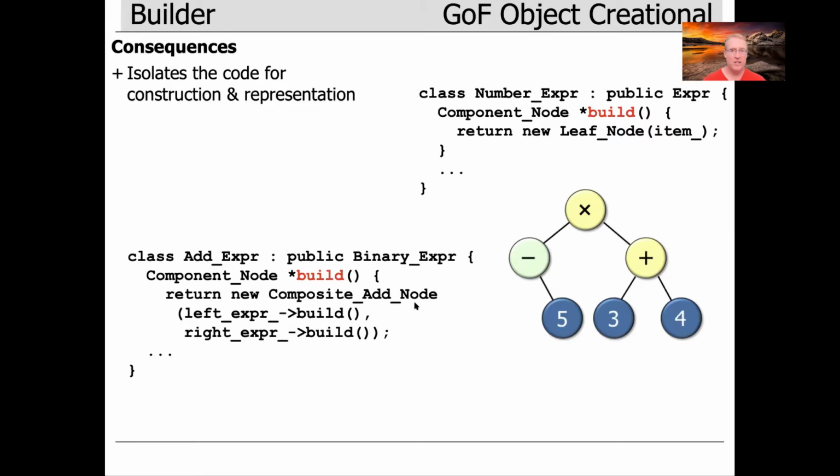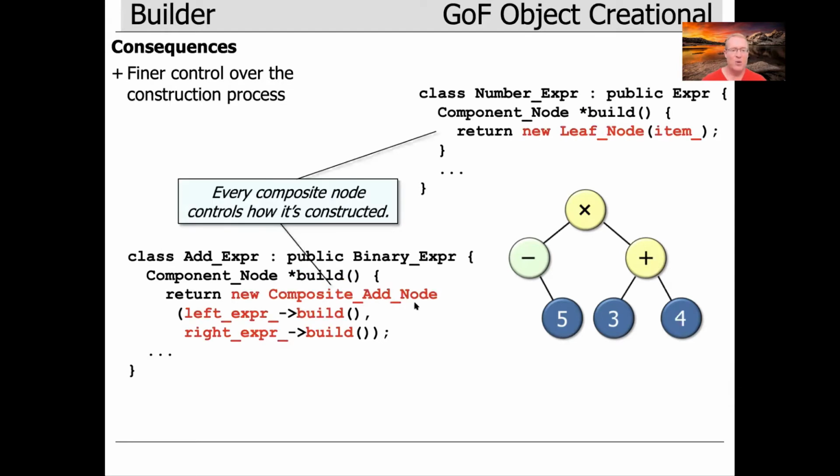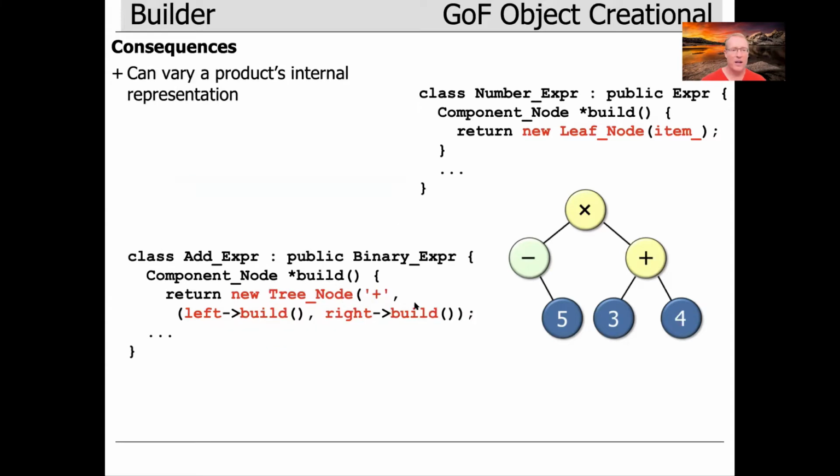So here's a very simple example that we've already looked at before, where we've got number expr and add expr with their build hook methods. And you can see that we can get very fine-grained control over the construction process because each composite node controls how it's constructed. So the parse tree in this case has a build method, and then that uses the corresponding composite node hierarchy to figure out what to actually create. And so that's very localized, it's very clean, it's very clear what's happening at every step along the way.